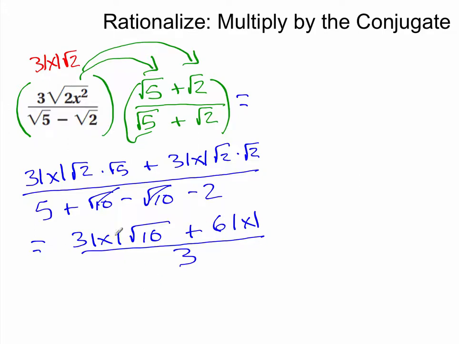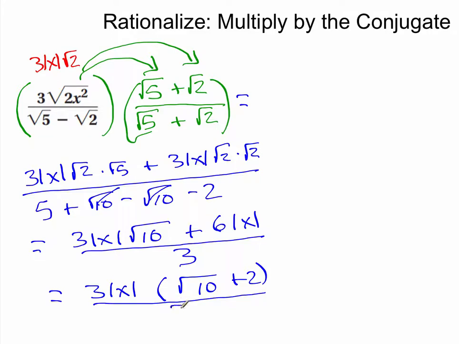So it looks like I can factor a 3 out of the numerator. Let me factor a 3 times the absolute value of x out of the numerator. So I'm going to be left with the square root of 10 plus 2. So now these 3's can cancel. So this is the absolute value of x times the square root of 10 plus 2, and there's nothing you can do with that. You can multiply it back out, but that wouldn't help you much.